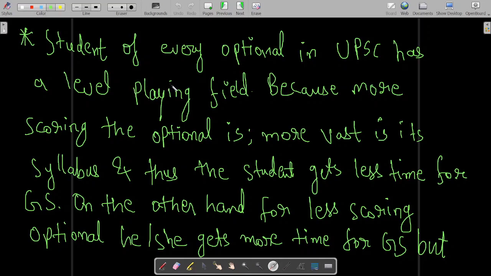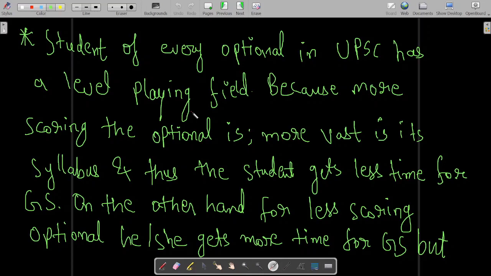Let me tell you with the help of an example. Because the more scoring the optional is, for example, maths is the most scoring optional. Maths and animal husbandry, but let us put animal husbandry to the side, because animal husbandry people are very few. Animal husbandry is even more scoring than maths optional, but leave that.